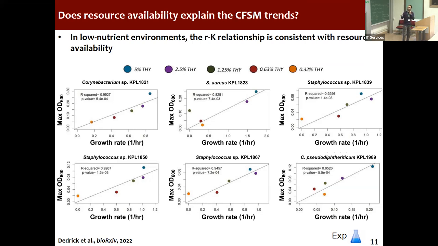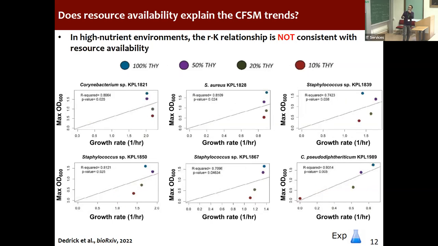And when we check that by just diluting our media, so rather than doing anything else, we can just dilute the media and ask how the different species grow in that environment. And we see that the linear trend still holds. So everything is consistent with this very simple view of other species either adding to that niche or taking away from that niche, and everything would still hold along the same line. But when we check the same thing in rich medium, which would be 100% THY and things that are richer than 10%, we see that the trend doesn't hold anymore.